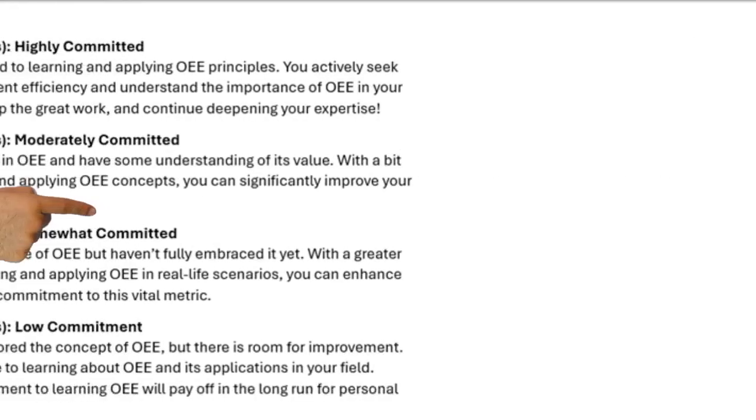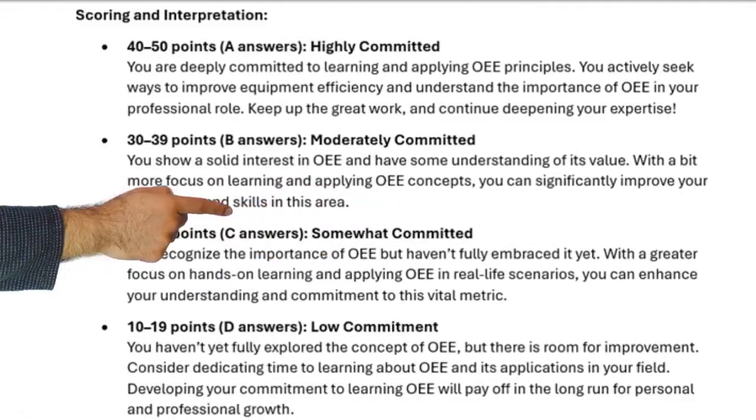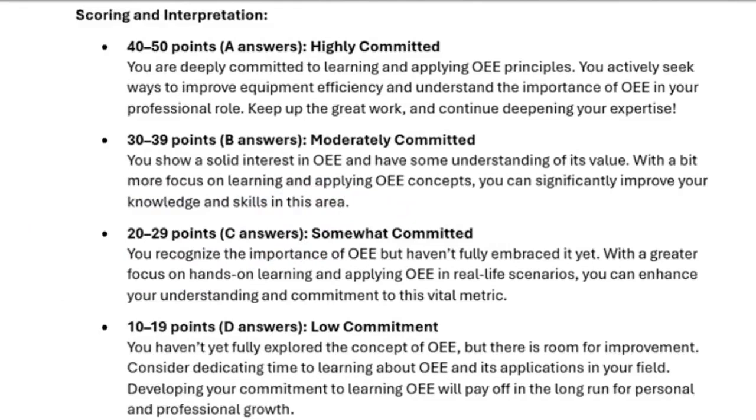Scoring and interpretation. 40 to 50 points, mostly A answers, highly committed. You are deeply committed to learning and applying OEE principles. You actively seek ways to improve equipment efficiency and understand the importance of OEE in your professional role. 30 to 39 points, B answers, moderately committed. You show a solid interest in OEE and have some understanding of its value.